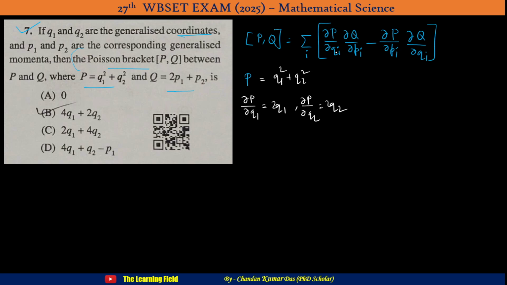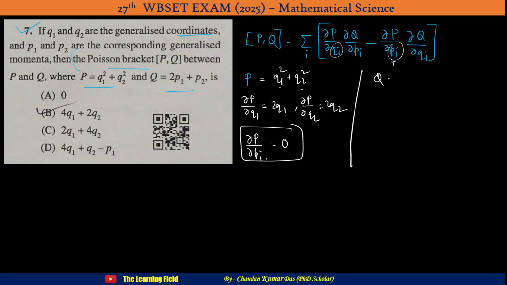And the derivatives with respect to small p_i are actually 0, because small p_i is not present in P, that is, P is free of generalized momentum. That means del P del P_i for i equal to 1 and 2 is equal to 0. Fine. Now Q is given by 2P1 plus P2. That means del Q del P1 is equal to 2 and del Q del P2 is equal to 1, simple.